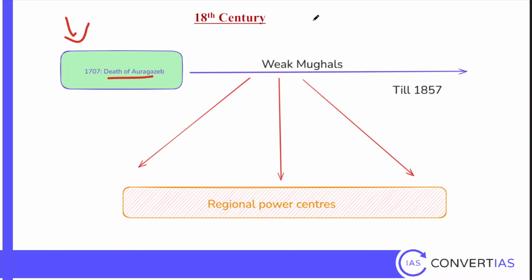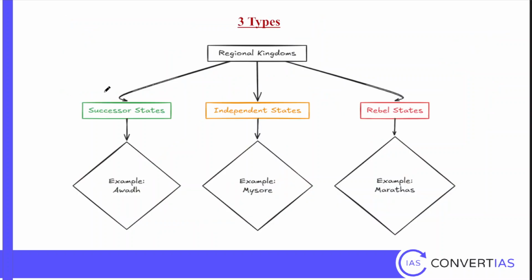And when the central polity weakens, what will happen? Regional powers will rise. Until 1857, which is the end of the Mughal Empire with Emperor Bahadur Shah Zafar, you have this trend. Then the British will come up during this time. So there are three kinds of polities, regional powers, that will emerge during this time. The first one is successor states.